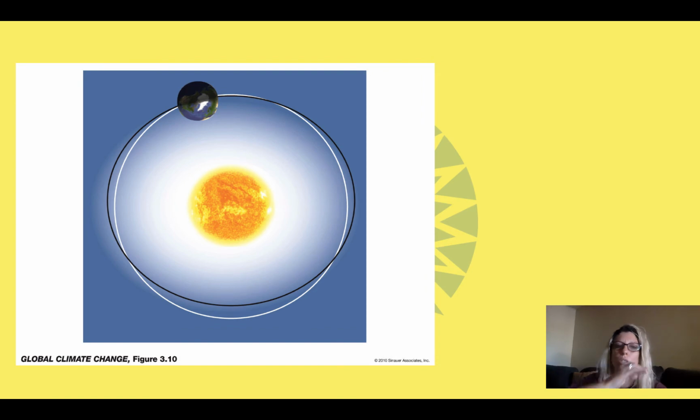Okay, so eccentricity is basically going to be where we have that difference in our path around the sun, and we're going to go from being more circular to more elliptical. So what that means is, you can see when we're more circular, we're going to be closer during perihelion and aphelion, and further away during the equinoxes, which by the way, today is an equinox.